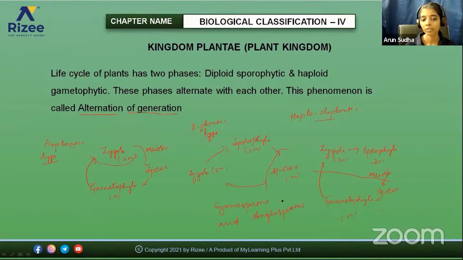So are you clear? Depending upon the haploid or the diploid phase, we call it haplontic type, diplontic type, or haplodiplontic type. So all types of plants have two phases: one is the diploid sporophytic and the other is the haploid gametophytic. They alternate with each other.